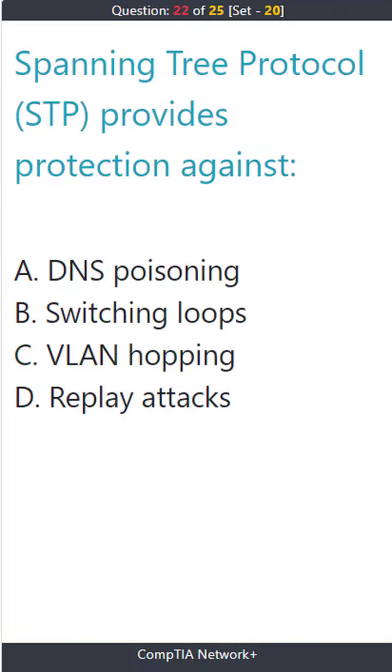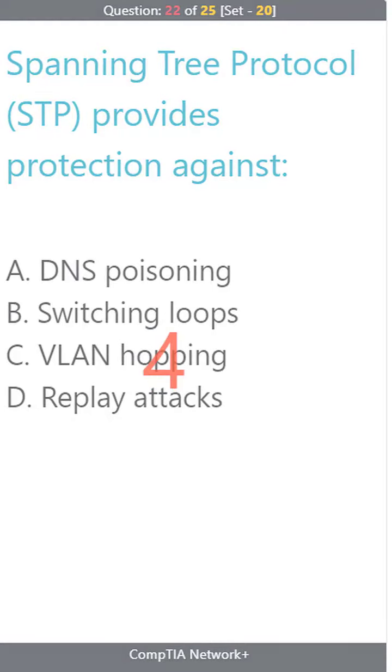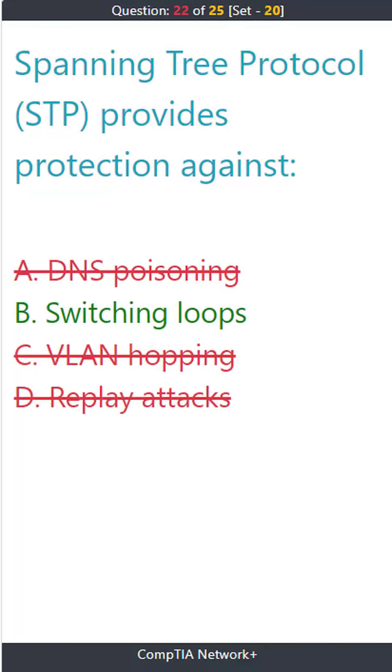Question 22. Spanning tree protocol, STP, provides protection against A. DNS poisoning. B. Switching loops. C. VLAN hopping. D. Replay attacks. The correct answer is B. Switching loops.